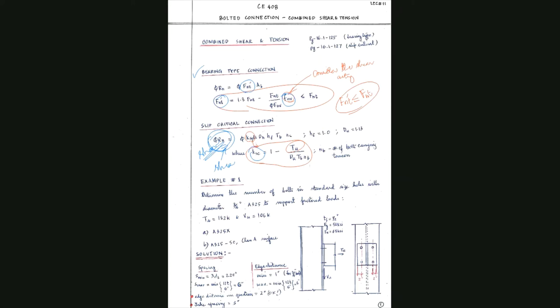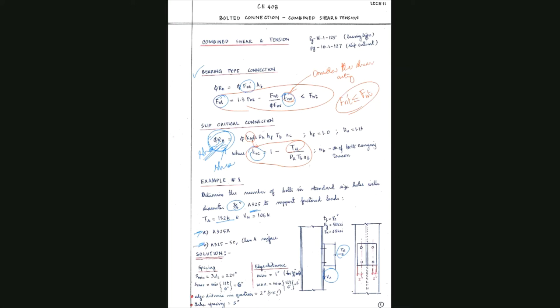So we have two problems today. The first problem, if you could take a look at the picture, is to determine the number of bolts. It's a design problem: determine the number of bolts in standard size holes with diameter 3/4 inch and A325 type of connection. The ultimate tension Tu is 182 kips, and the ultimate shear is given as 106 kips. Now you have to design both a bearing type of connection as well as a slip critical type of connection.